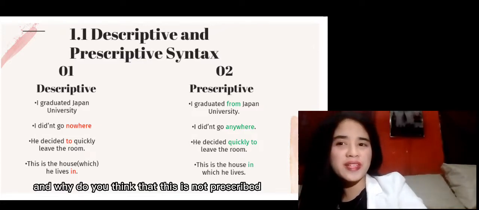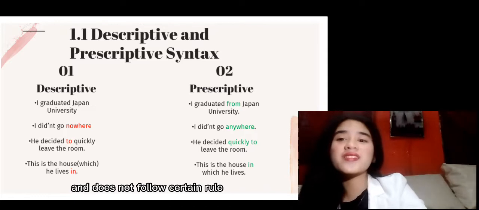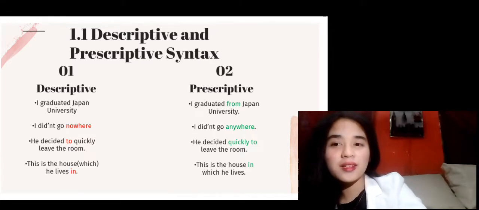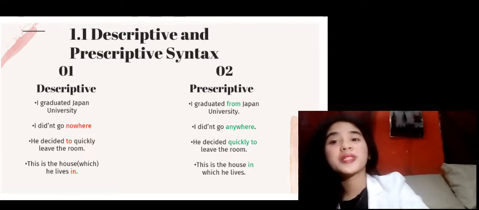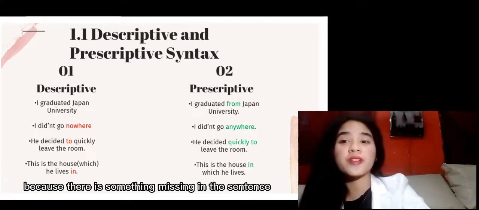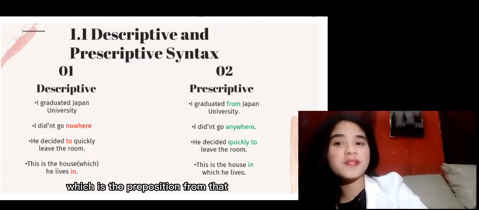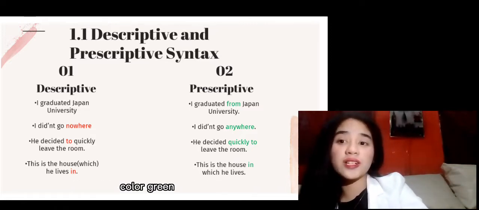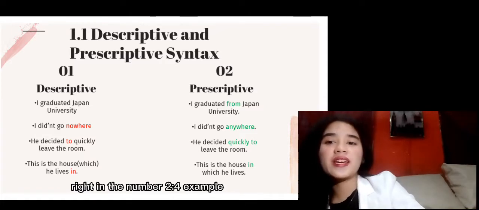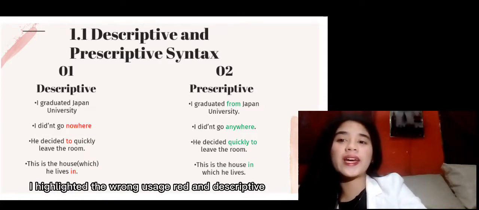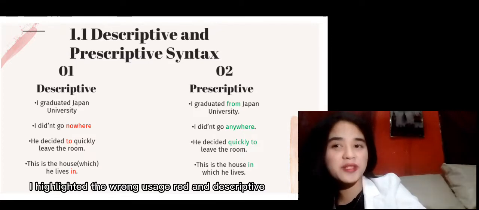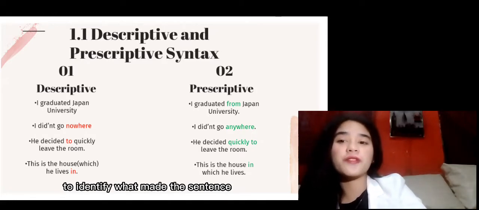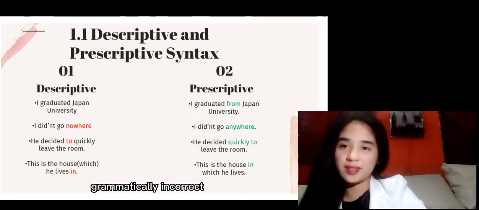And why do you think that this is not prescribed and does not follow certain rules compared to the prescriptive here? Yes, of course, because there is something missing in the sentence, which is the preposition from, that I highlighted in the prescriptive color green, right? In the number 2 to 4 examples, I highlighted the wrong usage in red in descriptive, while highlighted green in the prescriptive, to identify what made the sentence grammatically incorrect.